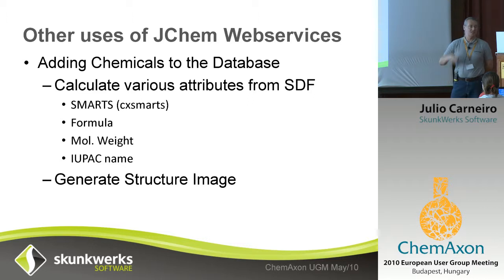So with that image, we get the SD file from a vendor, we just submit the SD file to JChem Web Service and get me the image. Just one call to JChem Web Service, say, get me the PNG for that compound. And we get the compound name. They standardize it, keeping the IUPAC name in the database as well.